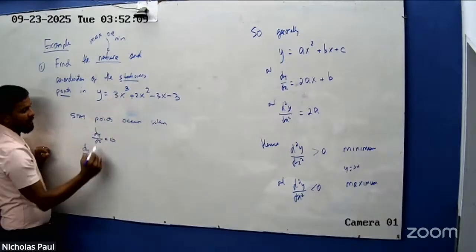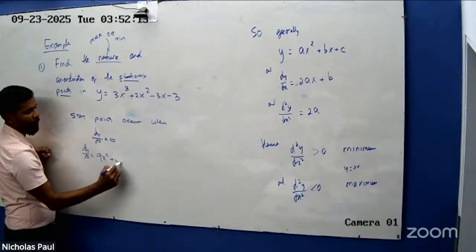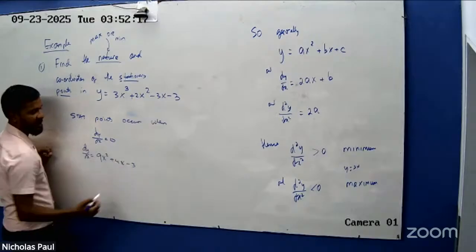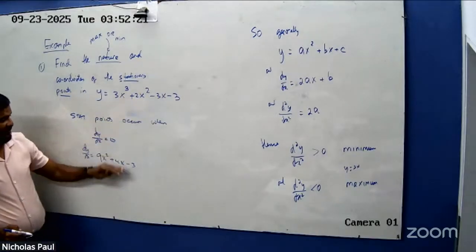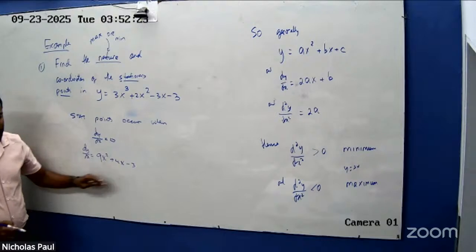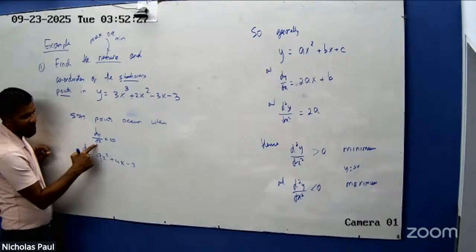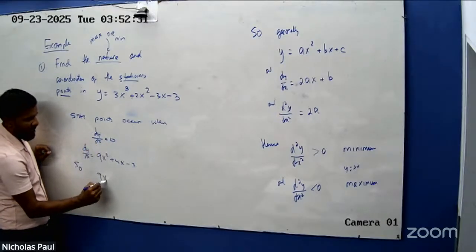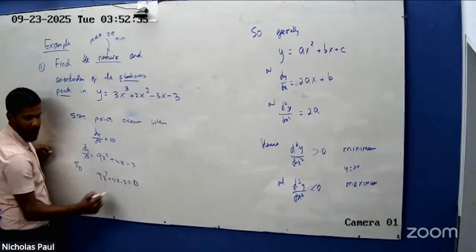3 by 3 is 9, that's 9x squared. 2 by 2 is 4, that's 4x. Minus 3, and the differential of minus 3 is 0. That's okay? So the differential of this is this. Right? To get the stationary points now, we have to see the x values when dy/dx is 0. So we take 9x squared plus 4x minus 3, make it equal to 0.